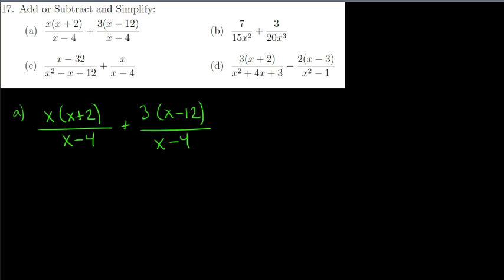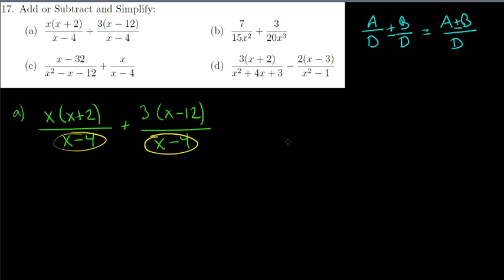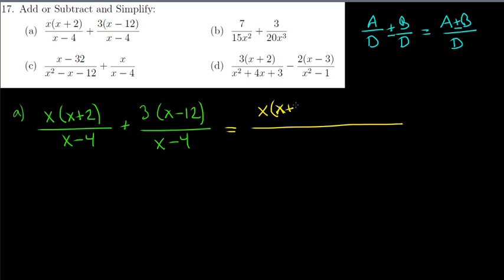So for part A, well, this should be an easy one. And that's because when you're adding fractions, if it's the same denominator, you're just adding the numerators, right? And the same thing is true if you were subtracting. This is plus or minus, right? So in this problem, the denominator, x minus 4, is the same for both. That is our least common denominator. So all we have to do is just add the two numerators.